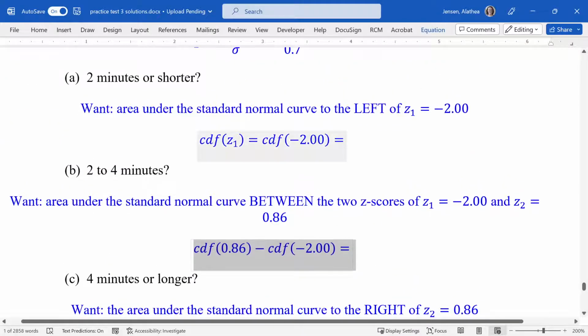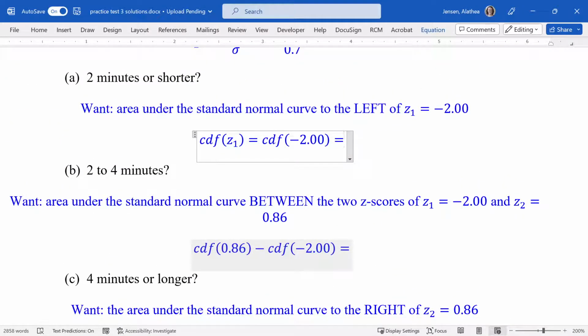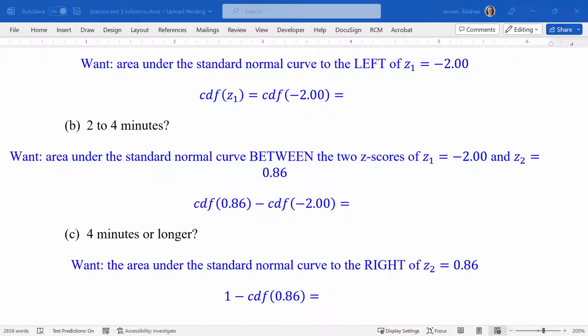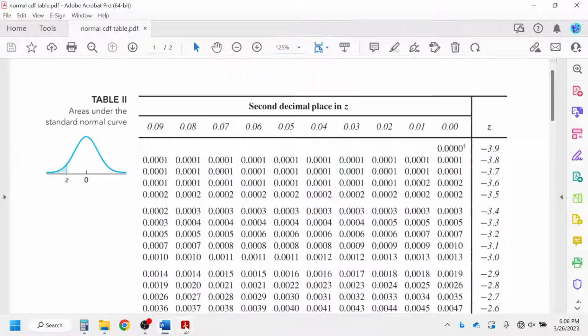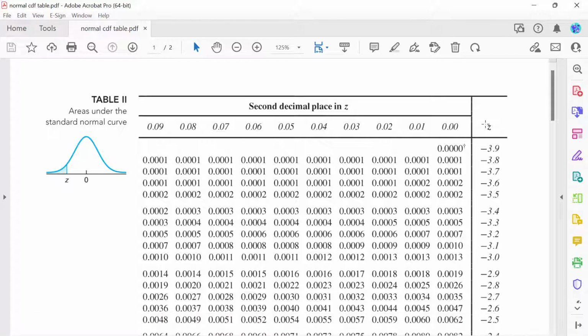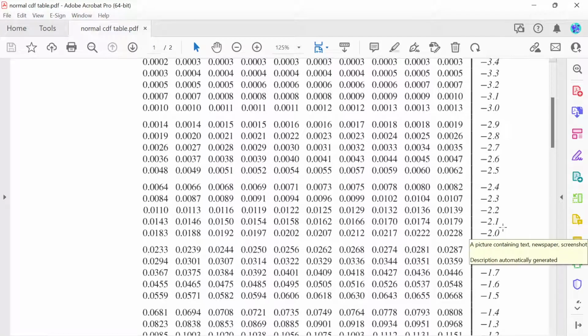All right, so now how do we actually look these up? Let me review that with you guys. Let me get my PDF out. Okay, so first we want to look up the CDF for -2.00. So I go to my table, and I'm looking over here for z. I'm going to look for -2.0. Okay, so here it is.